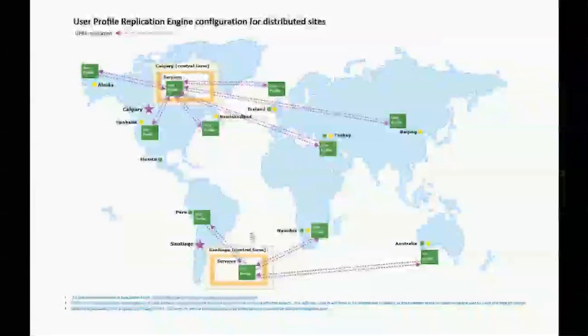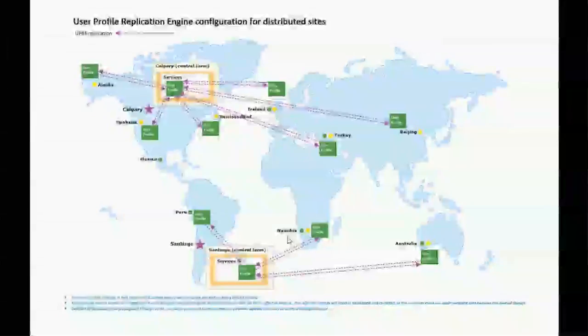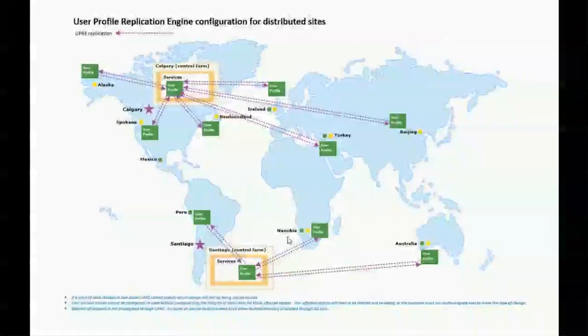So I just want to clarify, this looks like a lot of UPRE, and it's different than the scenario Faison just went over where you saw a triangle. There's no attempt with all these regional farms to synchronize them together. They're just synchronizing with one of the central farms.